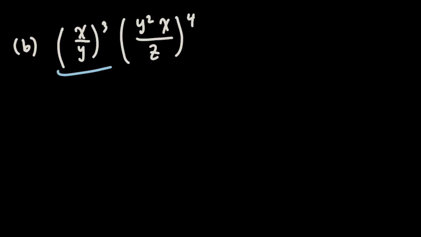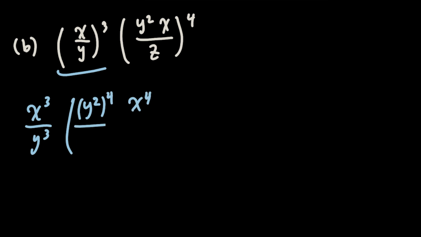So here we have x over y all to the power 3, so we can just distribute the powers. So here we'll have x to the power 3 over y to the power 3, and on this side we have y to the power 2 all to the power 4, and here we have x to the power 4, and here we'll have z to the power 4.